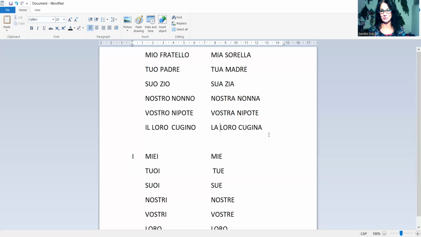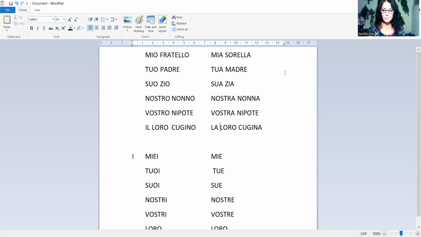You will get used to it, like everything. So let me read this so we can see the pronunciation. Mio fratello, tuo padre, suo zio, nostro nonno, vostro nipote, il loro cugino, mia sorella, tua madre, sua zia, nostra nonna, vostra nipote, la loro cugina. So this is a little bit of a family in here.